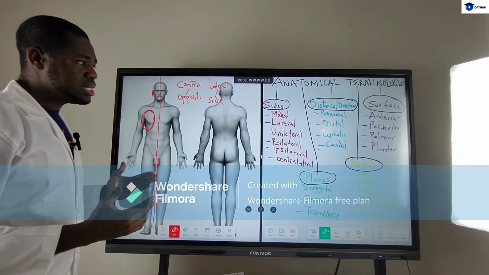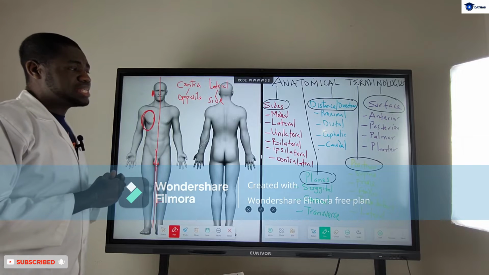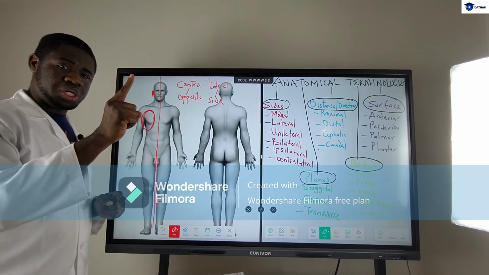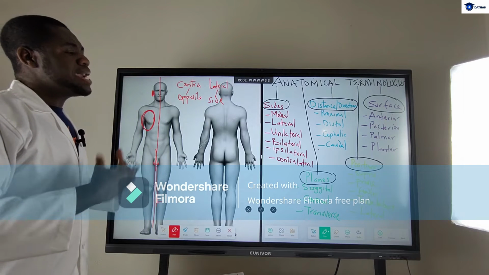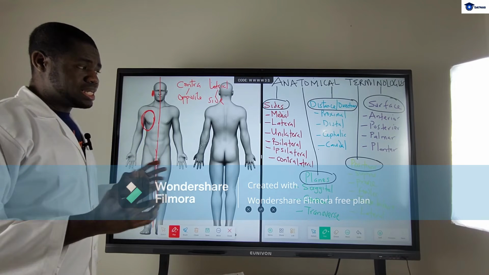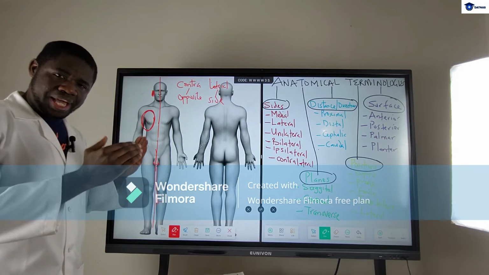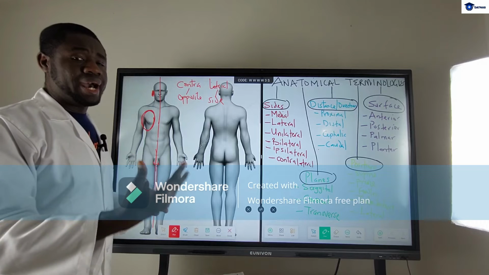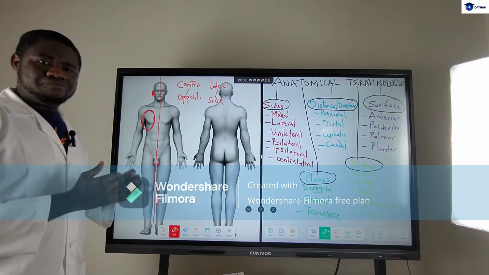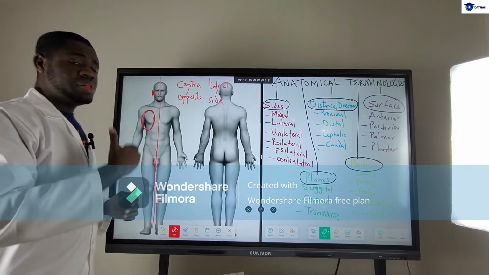The medial side is close to the midline, the lateral side is away from the midline. Unilateral means one side. Uni means one, lateral means side. Bilateral, bi means two, lateral means side, that is two sides. Ipsilateral, ipsi means same, that is same side. Contralateral, contra means opposite, that is the opposite side.